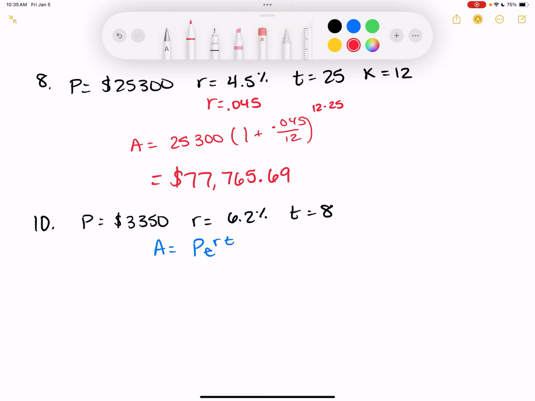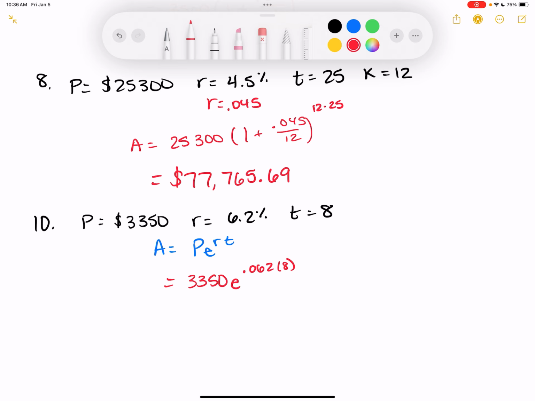Yeah. All right, so we've got 3350 e, and I think you know this, but that e is just the e button on the calculator. It's not anything crazy. Raised to the 0.062 times 8. And also, you don't have to write the decimal for R unless you just want to. I've been writing it below it. It's just I do it sometimes for the visual, so I make sure I plug in the right thing.